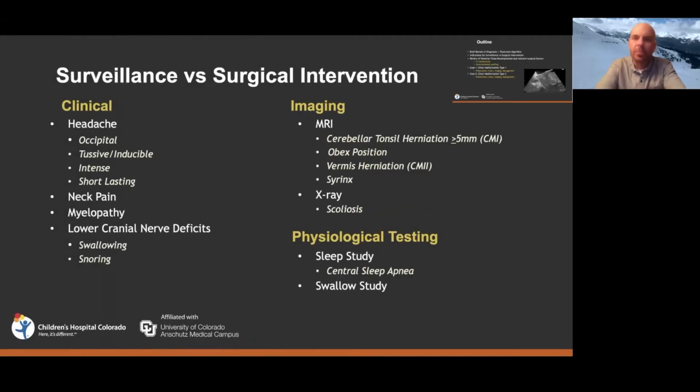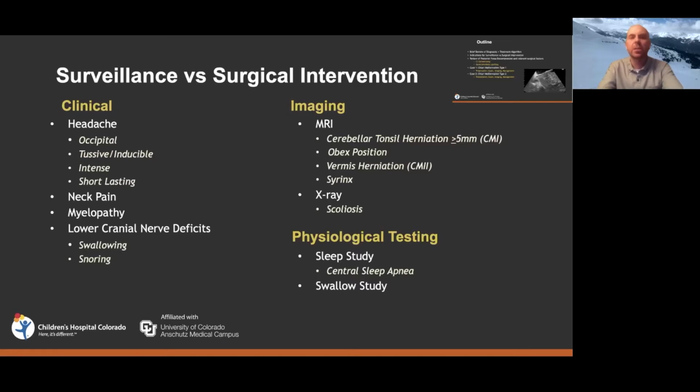So now, getting back a little more to the outline that we had laid out before, the first question was, how do you make decisions about surveilling a patient versus intervening surgically? Like you'll find with pretty much any medical condition a physician takes care of, what you're really doing is putting together a puzzle to figure out the most accurate diagnosis and the most appropriate treatment. There are clinical pieces, imaging pieces, and potentially physiologic testing pieces that you can put together to come to a conclusion around these things.